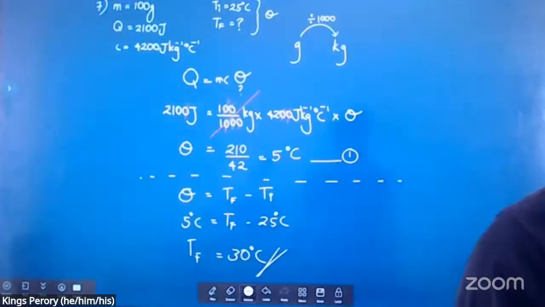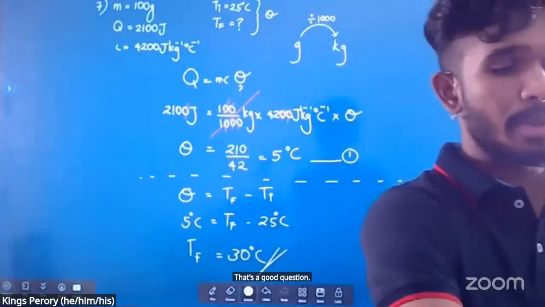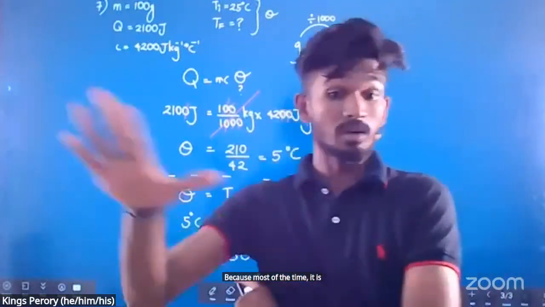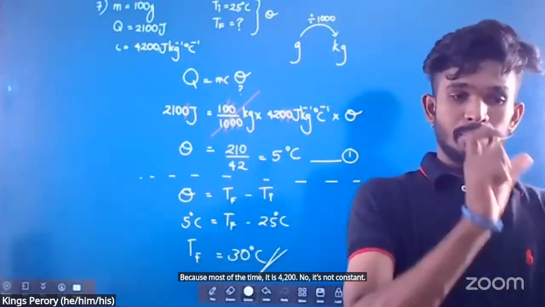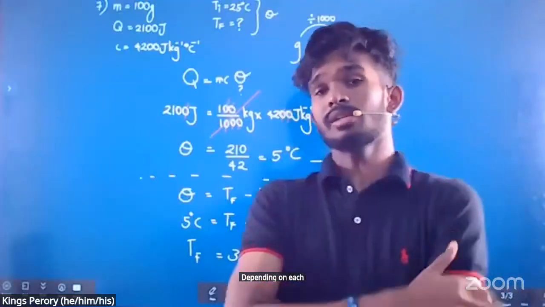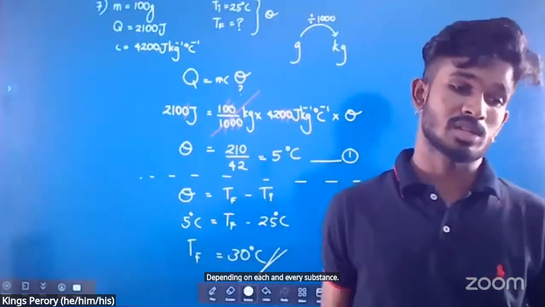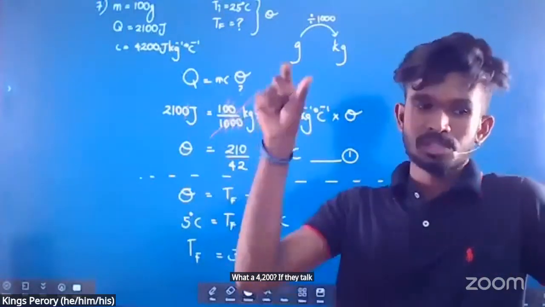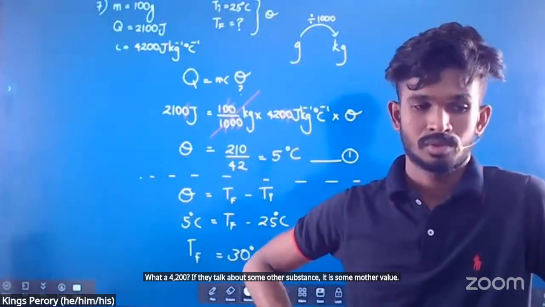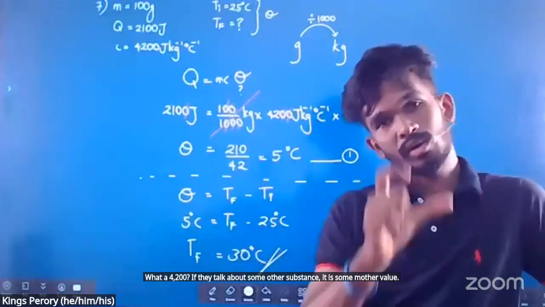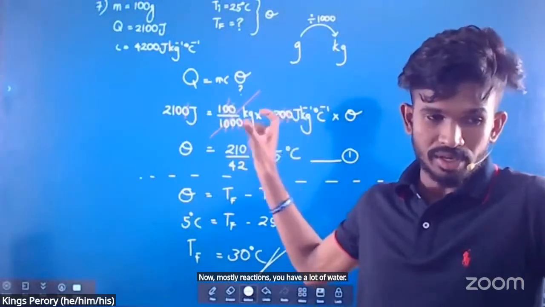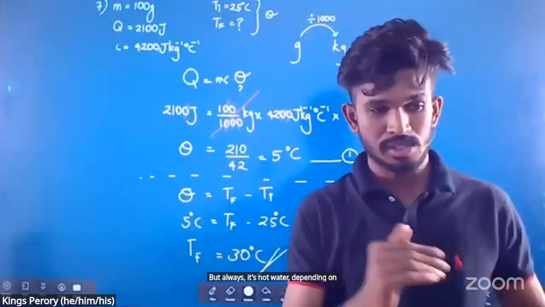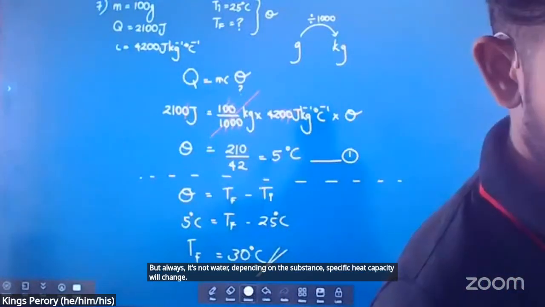That's a good question. Is the specific heat capacity constant? Because most of the time it is 4200. No, it's not constant. Depending on each and every substance, specific heat capacity will change. Water is 4200. If they talk about some other substance, it is some other value. Mostly in reactions you have a lot of water, so we consider water and do the question. But it's not always water. Depending on the substance, specific heat capacity will change.